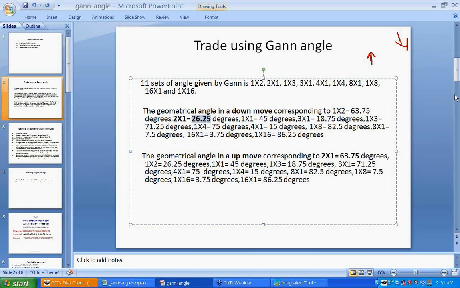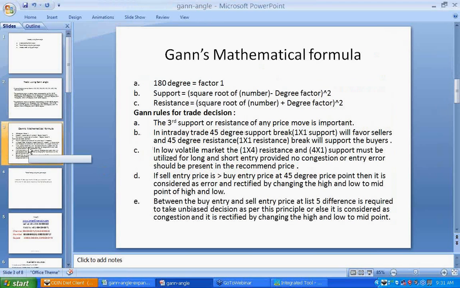And a formula also he has given, because it is impractical to draw those 11 trend lines with exact accuracy on the chart. So for that he has given one formula for us. He has given 180 degree equal to factor 1. Supports can be calculated from the high. So we have to take the square root of that high, and take the degree factor.